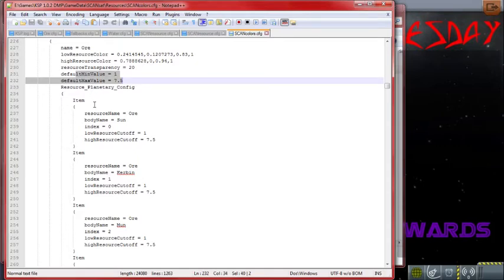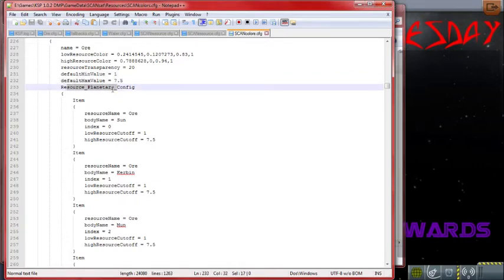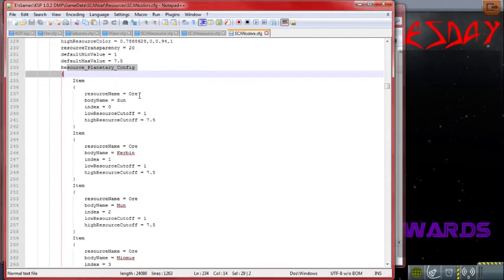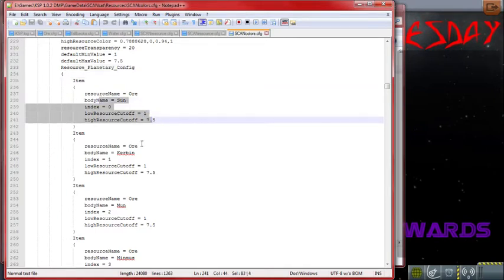So then you've got gold. Then you've got the planetary configs that can be set for each and every planetary body, and they've even got one in here for the sun, which kind of indicates that you can scan the sun somehow.